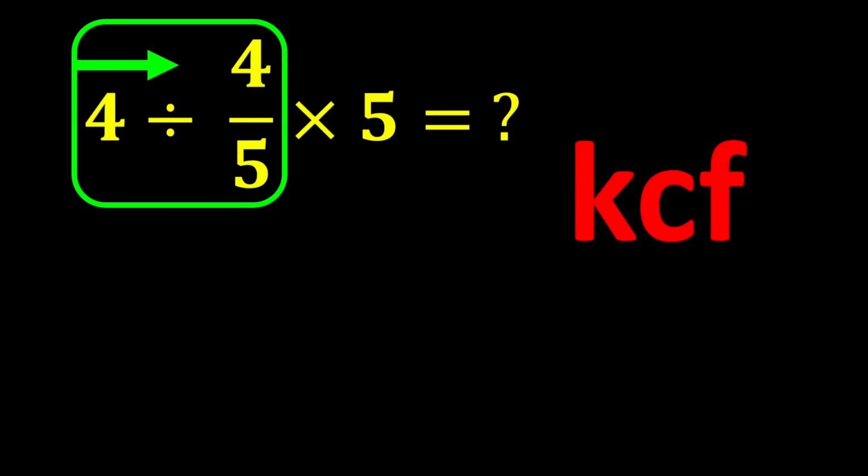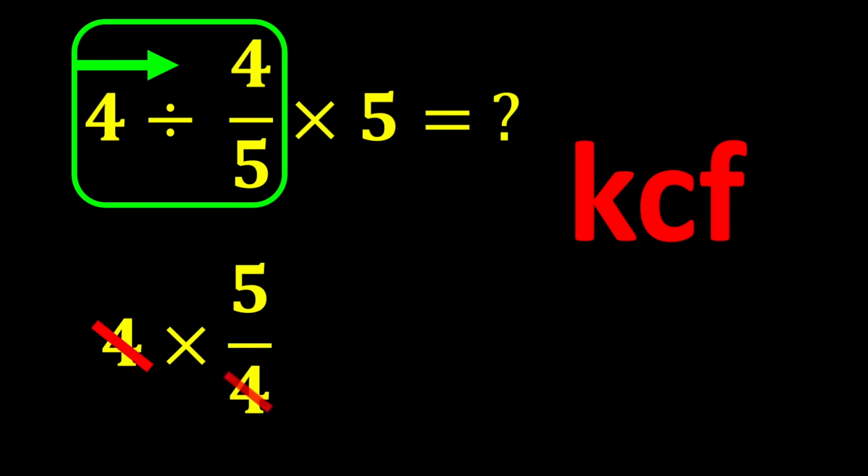To solve this part, we use the KCF rule. K stands for keep, C stands for change, and F stands for flip. The KCF rule is a simple rule for dividing fractions. According to this rule, we keep the first number as it is, change the division sign to multiplication, and flip the second number. We keep 4 as it is, division is changed to multiplication, and 4 over 5 is flipped.